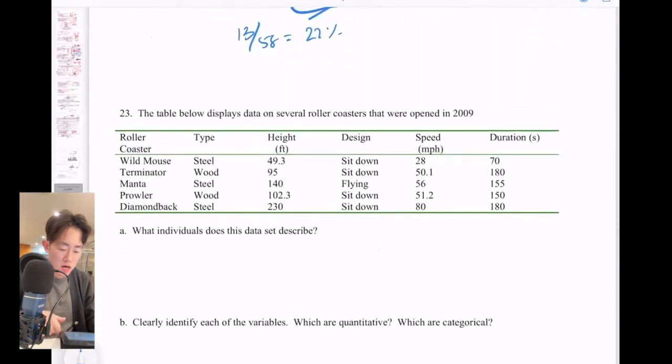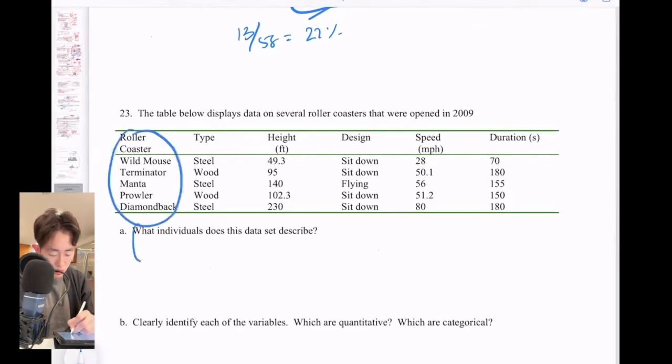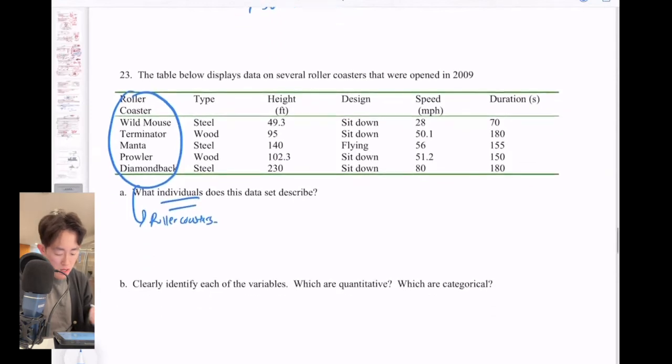All right, so now it's the free response questions. The table below displays the data on several roller coasters that were opened in 2009. So what are the individuals? It's D. So the roller coasters are the individuals that we're trying to study.